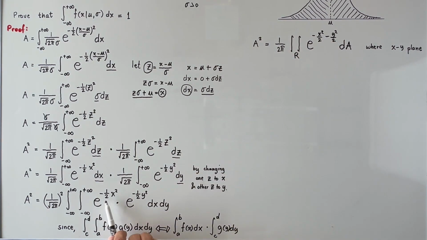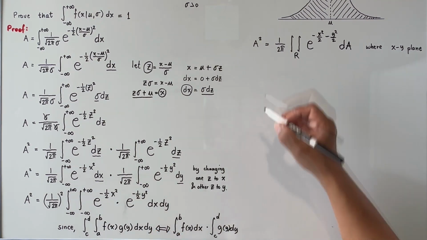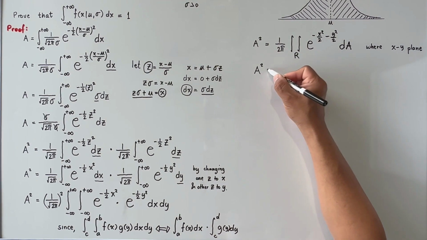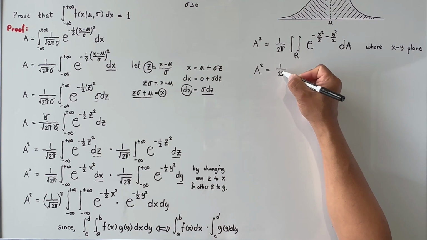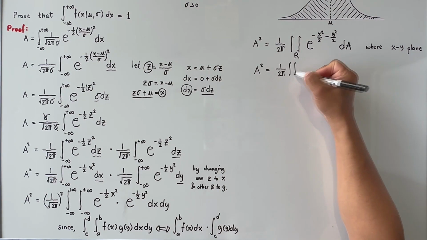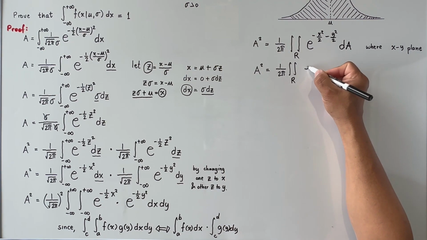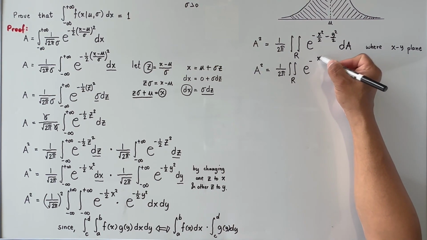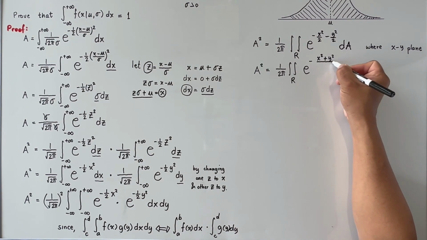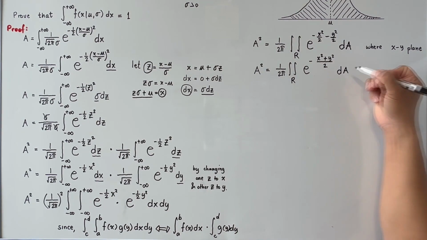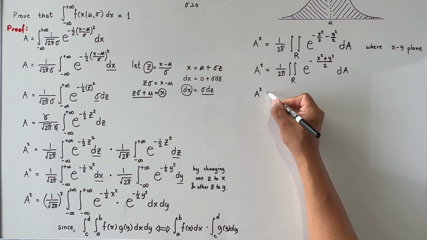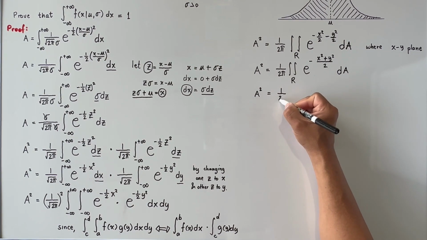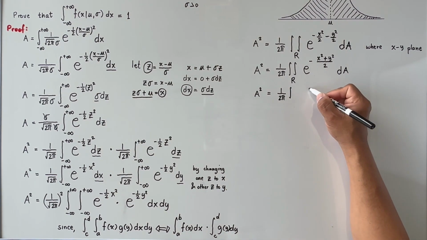So we just apply the law of exponents here, that when multiplied, we just add the exponents. So simplifying the exponent, we have A squared, which is equal to 1 over 2 pi times the double integral over the region of integration of e to the power negative of x squared plus y squared over 2 dA. And at this time, I will use the change of variables to polar coordinates, from x and y to r.